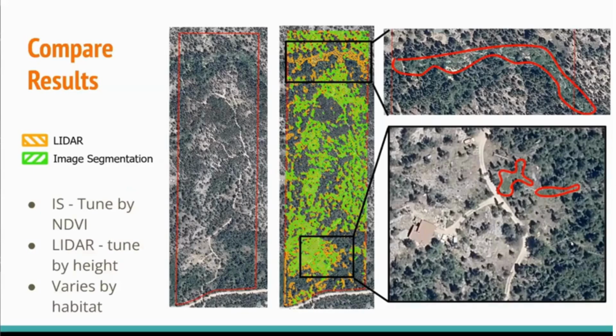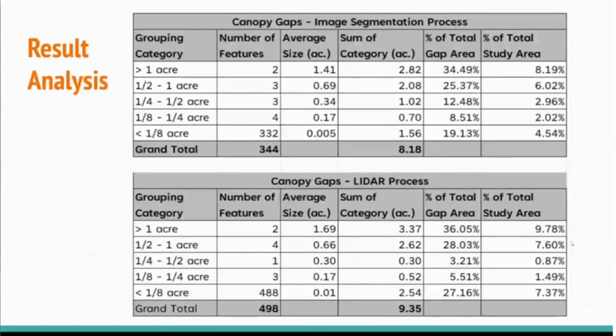And you can tune the LiDAR by adjusting your height parameter, and you can tune image segmentation by adjusting your NDVI mean parameter. This table just shows the output. Approximately 1 acre more was calculated using LiDAR than image segmentation, and that's on a 34-acre site.